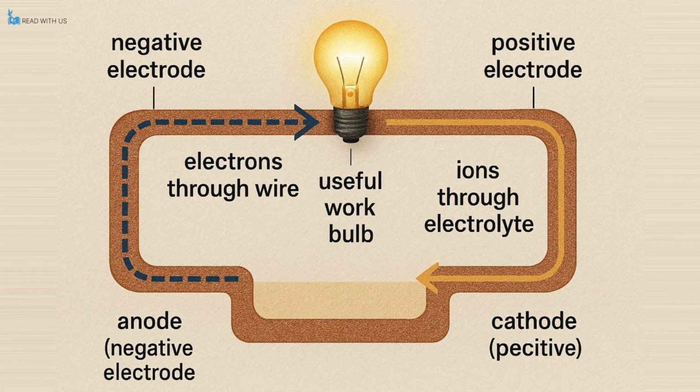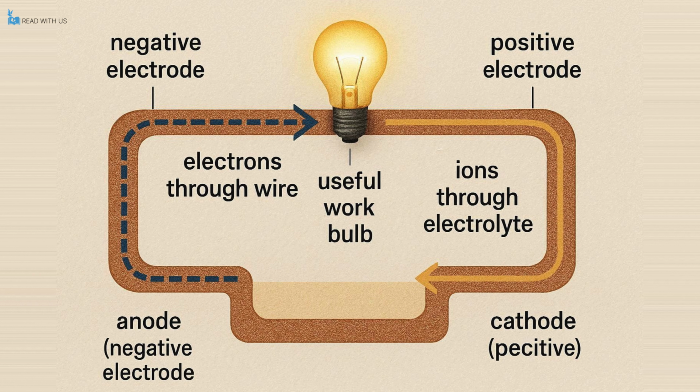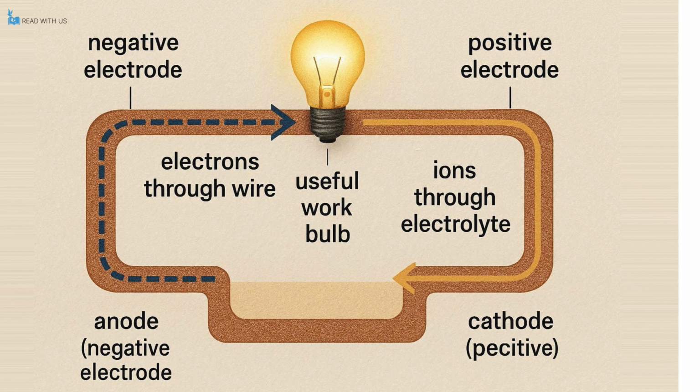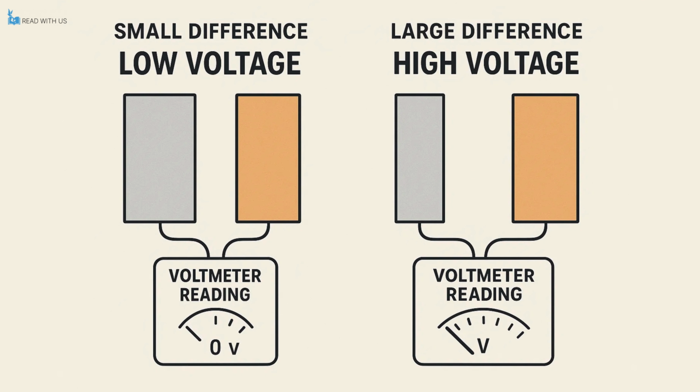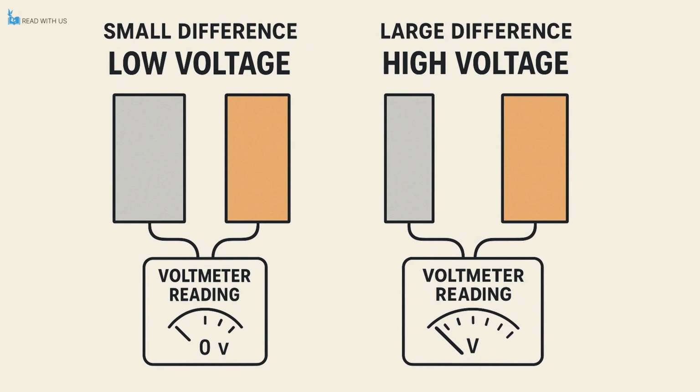During discharge, electrons leave the negative electrode, travel through the external wire to do useful work, and enter the positive electrode, while ions in the electrolyte move to balance charge and complete the circuit internally. The voltage of a cell mainly depends on the difference in reactivity or electrode potential between the two electrode materials, so a larger difference gives a larger potential difference.